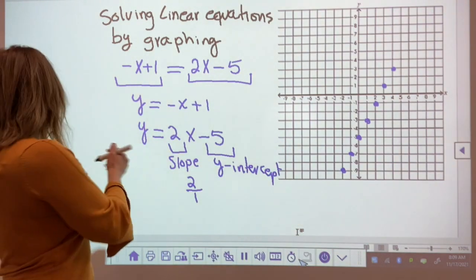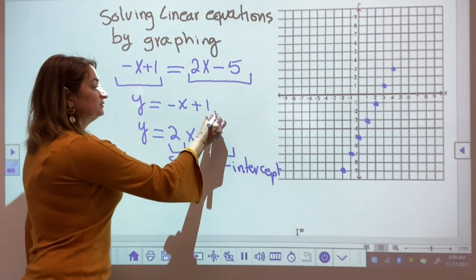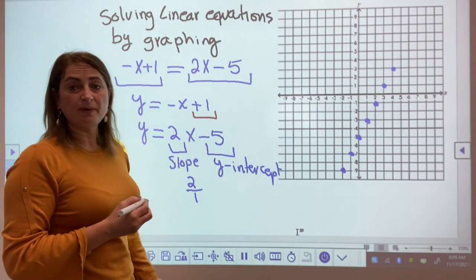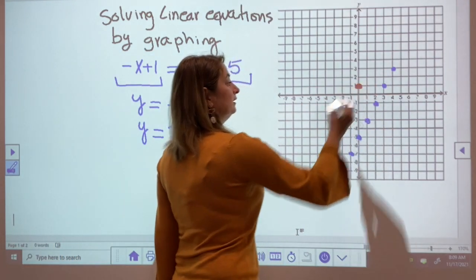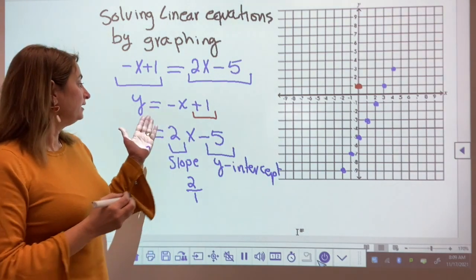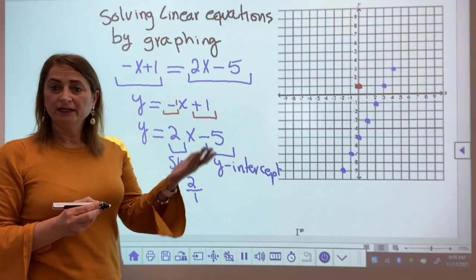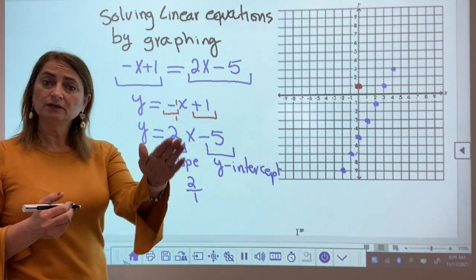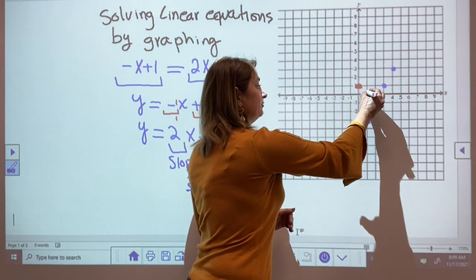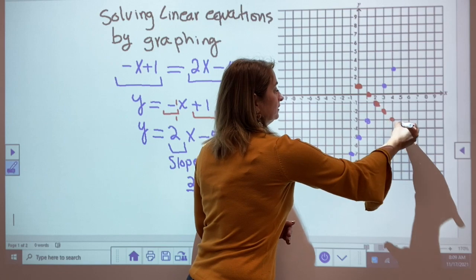Now I need the second equation to graph. Let me change the color so you guys can see it better. You start at the y-intercept, which is positive 1. So I go to positive 1 on the y-axis. And now use the slope. The slope is negative 1. Make it a fraction. It becomes negative 1 over 1. So you go down 1, right 1, and repeat.